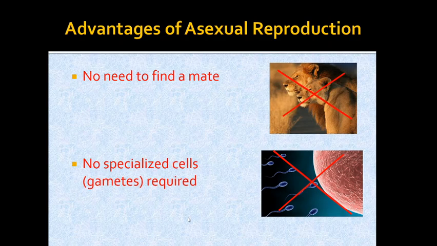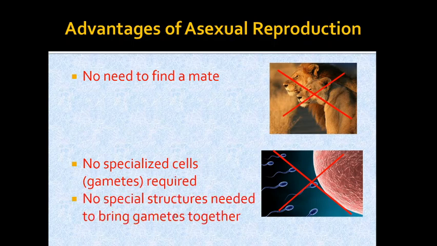So advantages of asexual reproduction: you don't need to find a mate. You don't need to find a partner in order to reproduce. You can just do it if the condition is right for you. Then you can just reproduce to ensure that your offspring will continue to survive. No specialized cells are needed. Specialized meaning egg cells, sperm cells, those things. Those are gametes. No special structures needed, no sexual organs, nothing to bring gametes together.